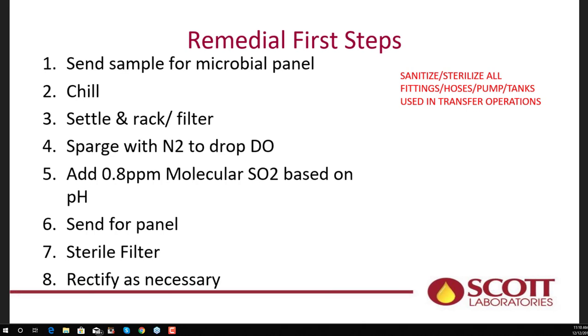If you still have a problem, you can go ahead and sterile filter to completely remove the microorganisms, and then rectify as necessary with things to cover up the problem, tannins, that sort of thing. But when you do all of this, you do need to sanitize and sterilize all those fittings, hoses, pumps, the tanks, everything you used in the transfer operations, because essentially you're trying to contain an outbreak. So you don't want to do this and then take those hoses that are now infected with all of that bacteria or the Brett, and then go pump another clean wine around, because you're just spreading it. Okay, that should be common sense, but this is a good thing to take into account.